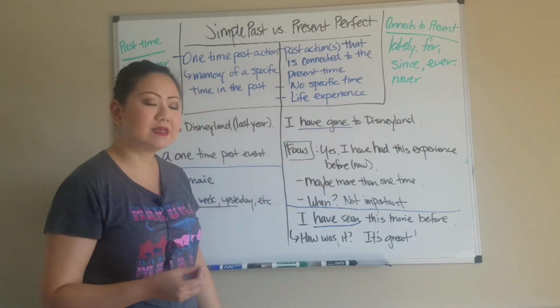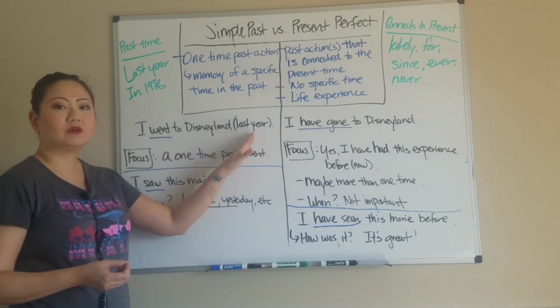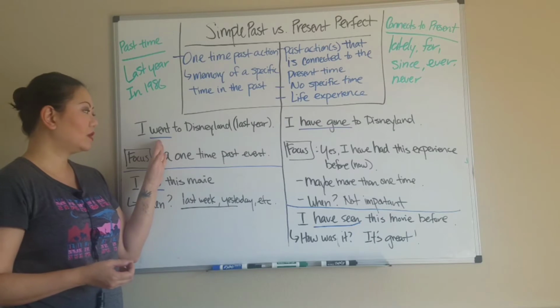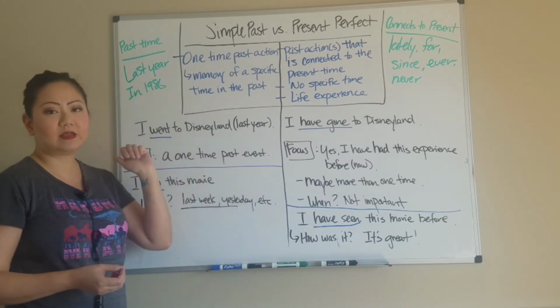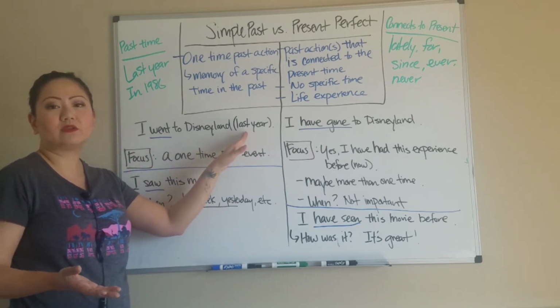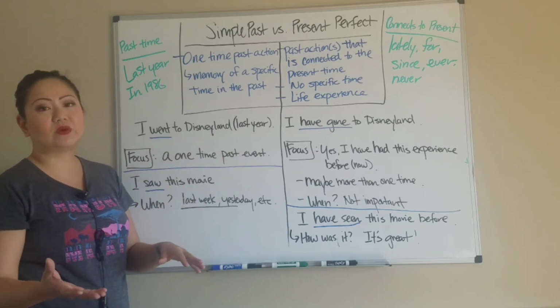Let's look at some examples. I went to Disneyland last year. Clearly, this is a past tense sentence with went, and the speaker is trying to talk about a one-time past event. I went to Disneyland. Maybe the person will put a time or maybe not, last year. The focus is that one-time experience in the past that has nothing to do with now.